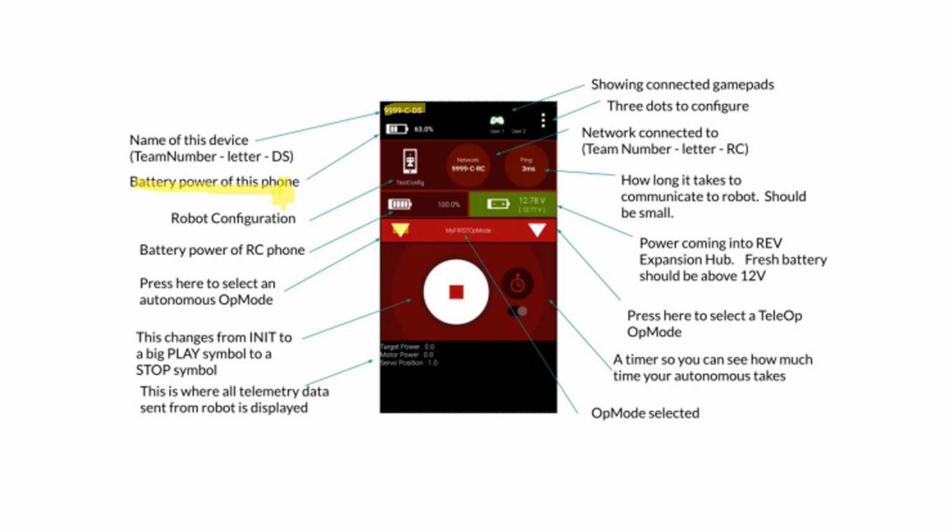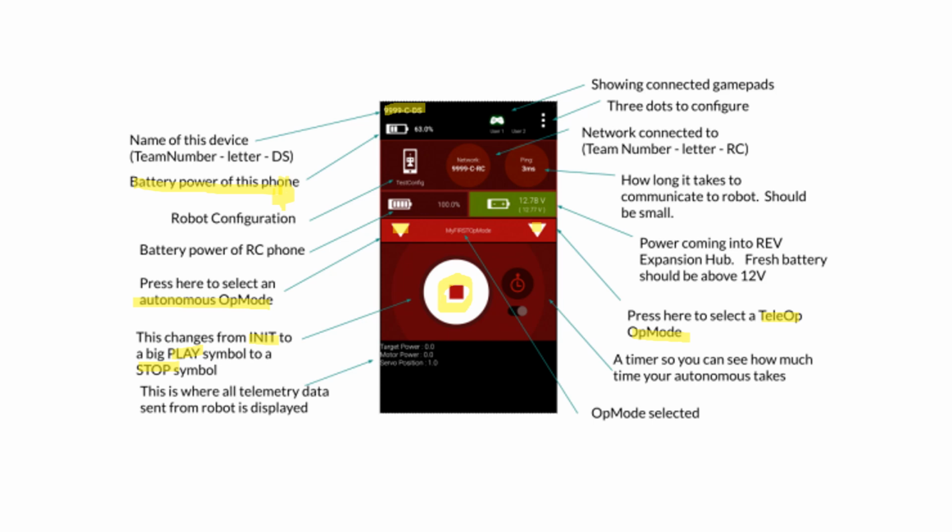These two buttons right here, the triangle ones, are pretty important. The left one is for the autonomous op mode, and the right one is for the teleop mode. When you click on these buttons, you can see a list of the op modes from which you can choose. The centerpiece right here is probably the most important one. This changes from init to a big play symbol to a stop symbol.